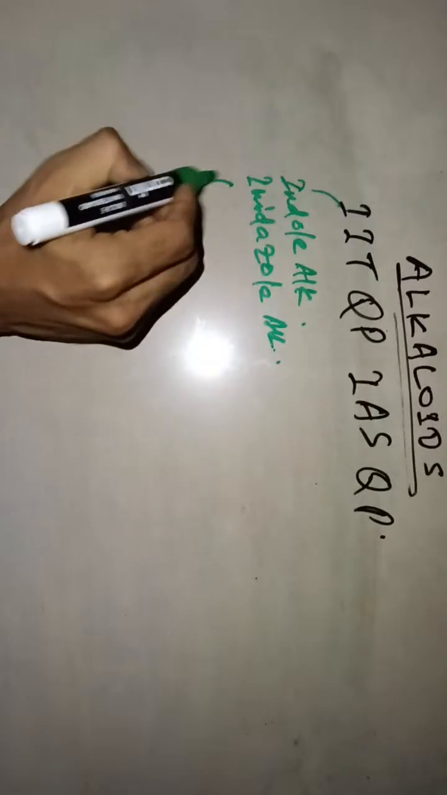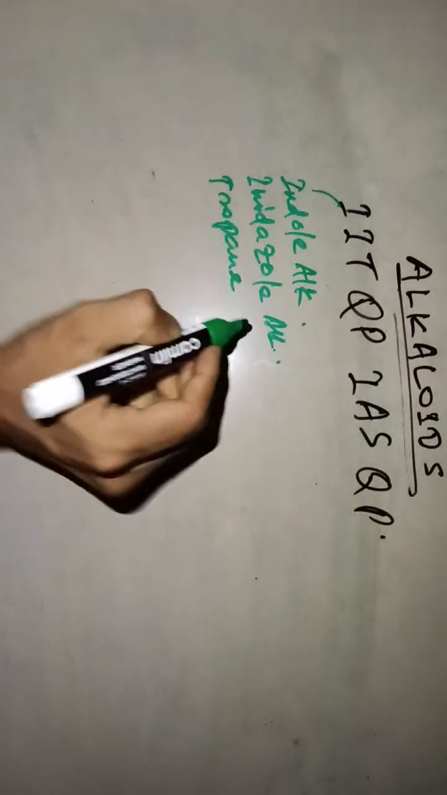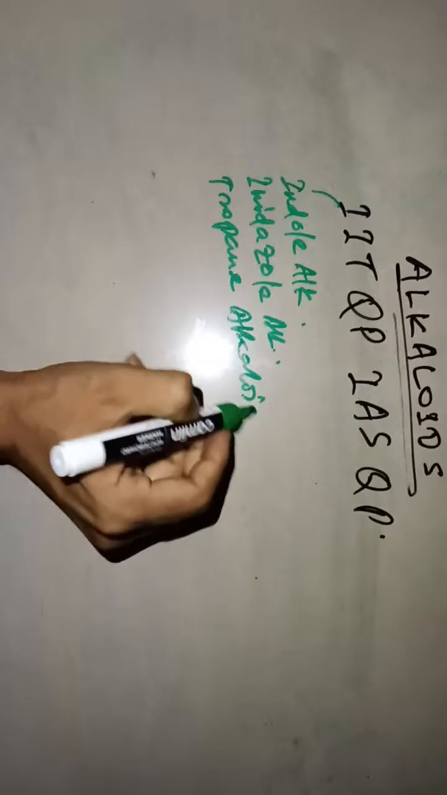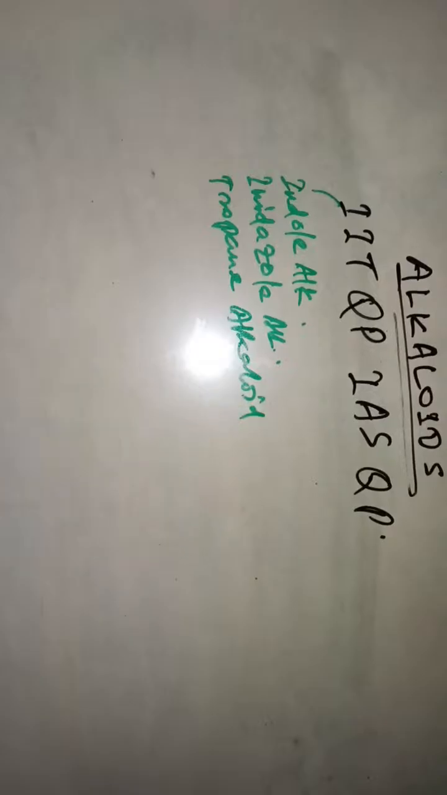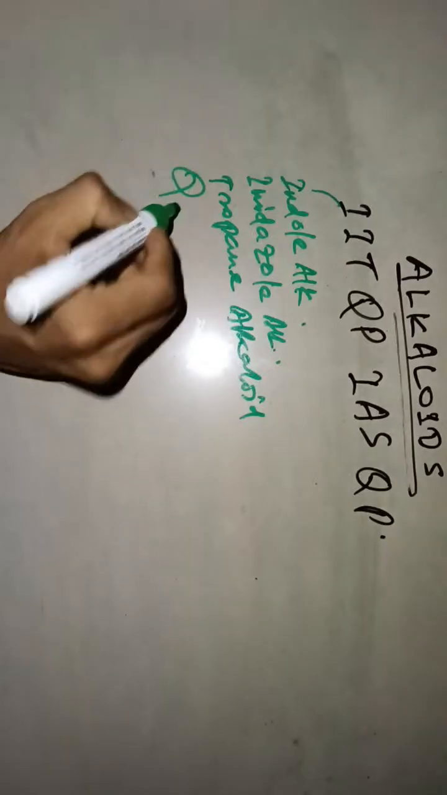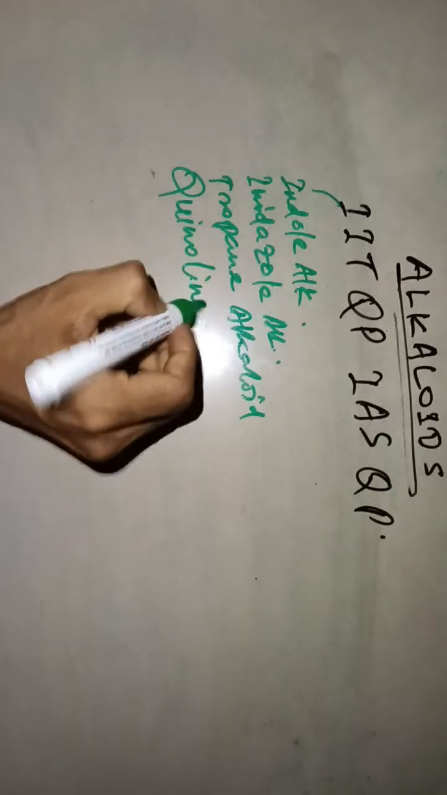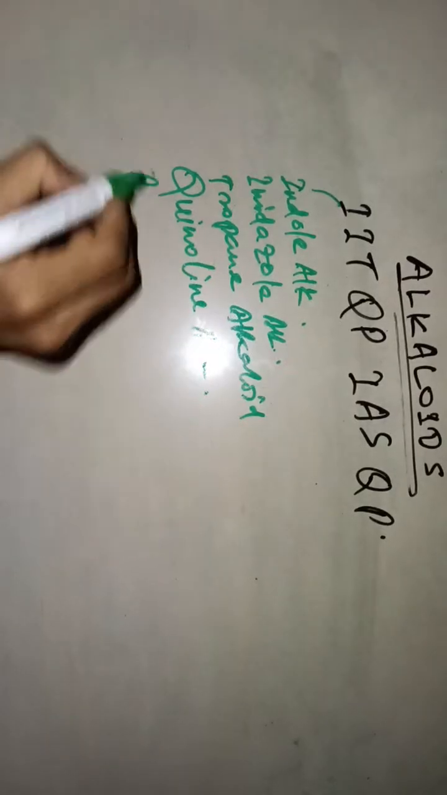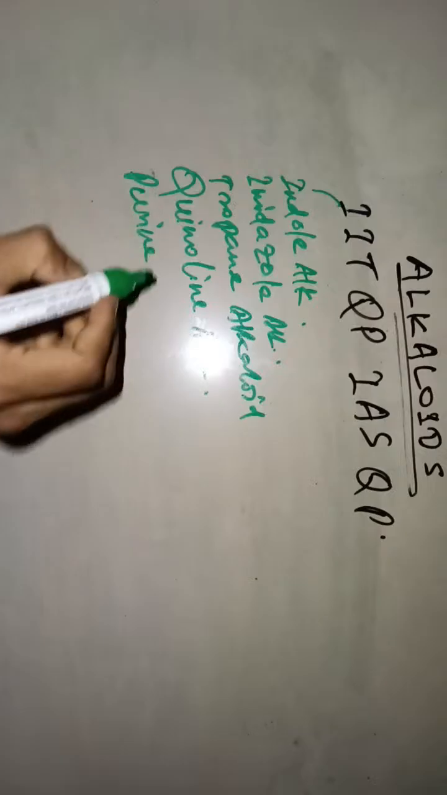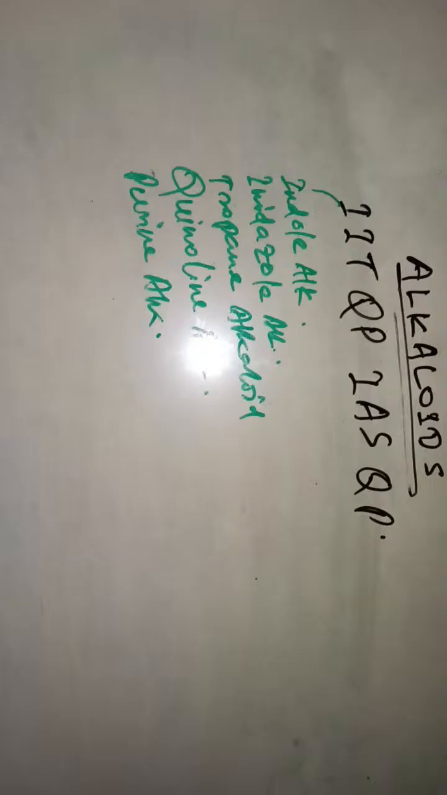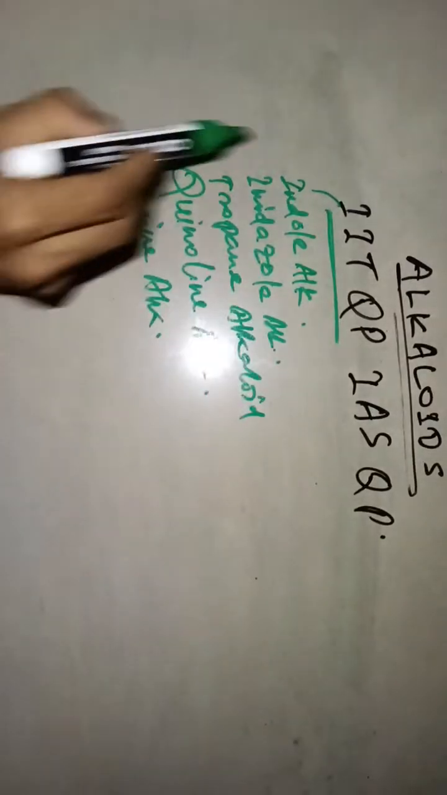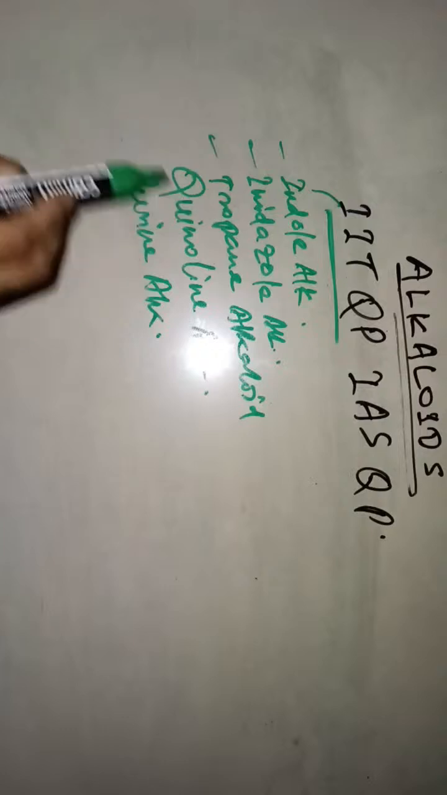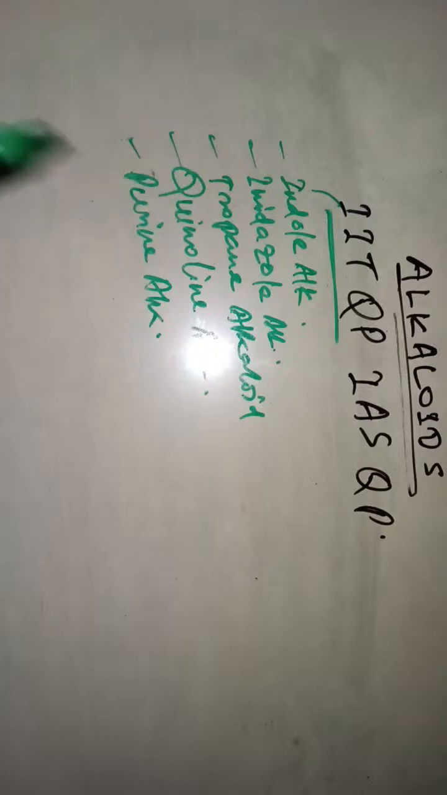Third, T is tropane alkaloid. Next, question paper: Q is quinoline alkaloid and P is purine alkaloid. So IIT question paper is indole alkaloid, imidazole alkaloid, tropane alkaloid, quinoline alkaloid, and purine alkaloid.